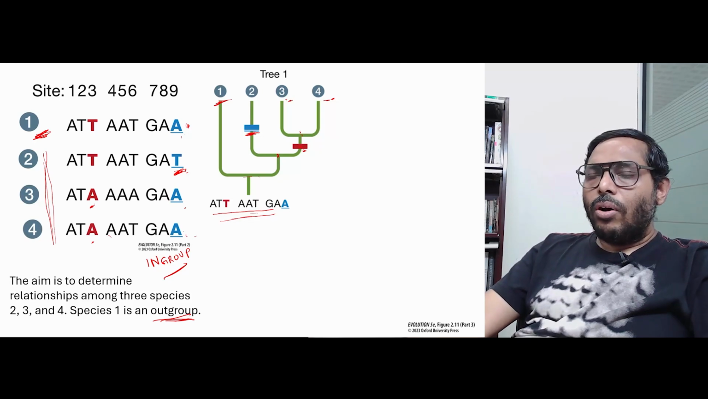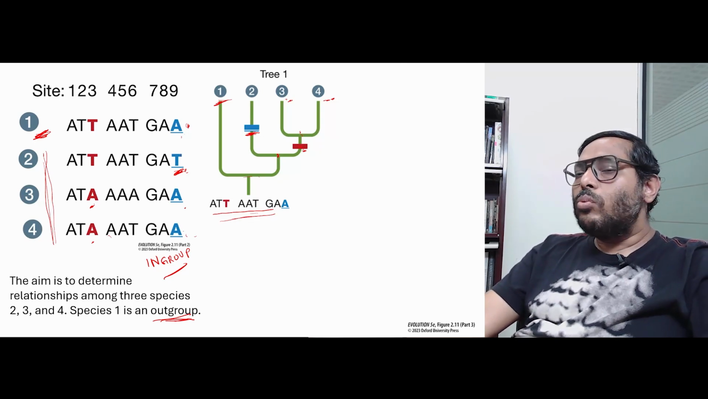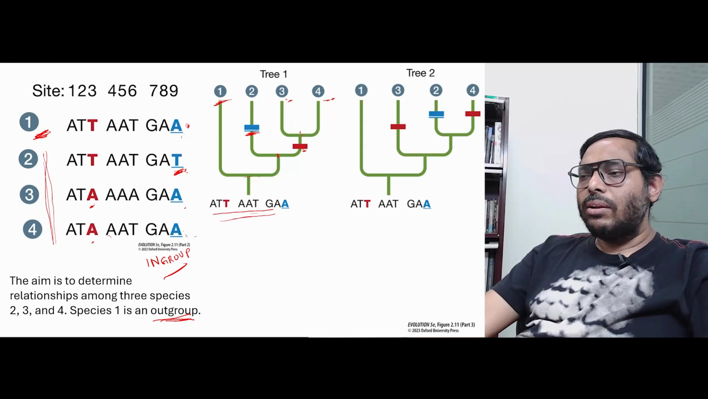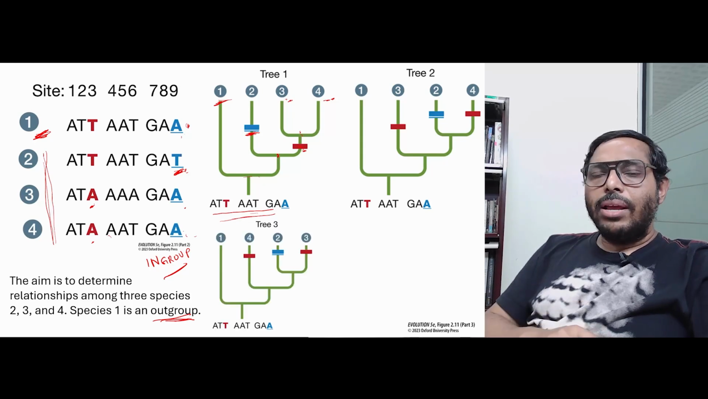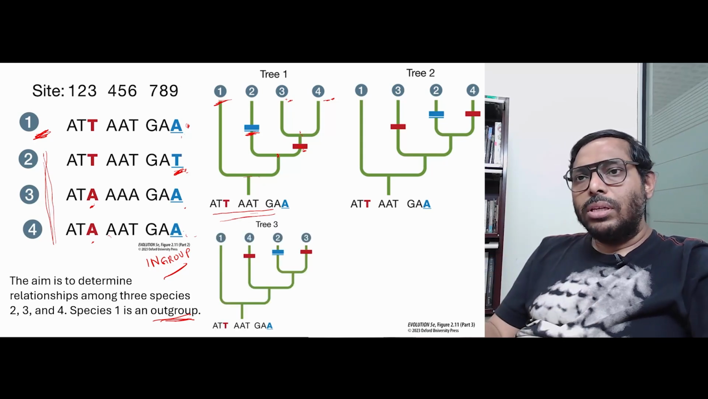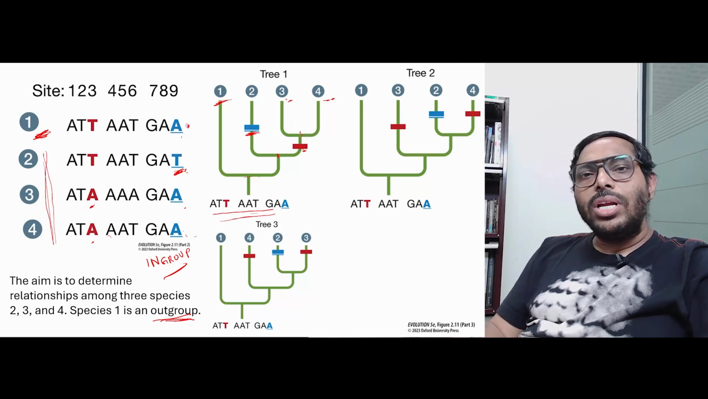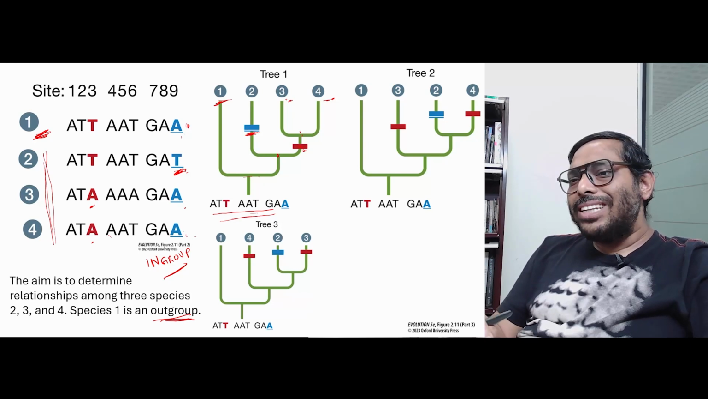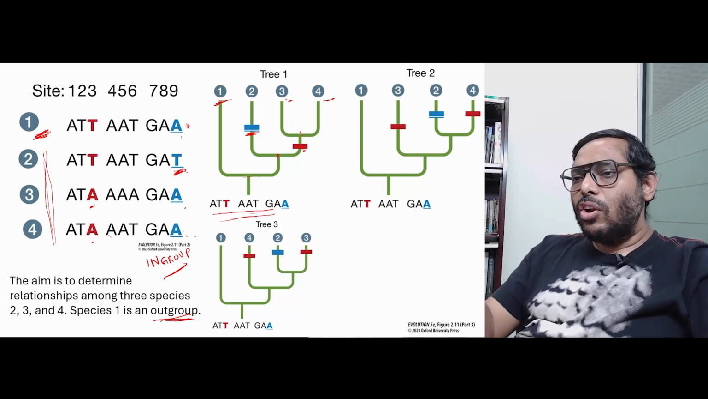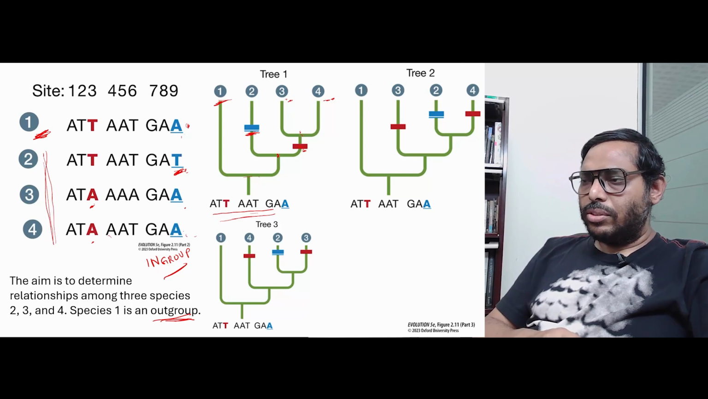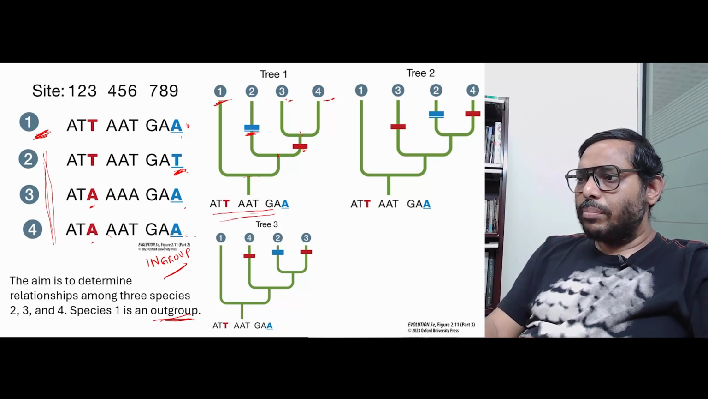Now, obviously, this is not the only way to get to this result, there are other ways too, but in these other forms you will see that you actually need to posit much greater number of changes in order to reach the same situation. So, for example, let us look at tree number 2.